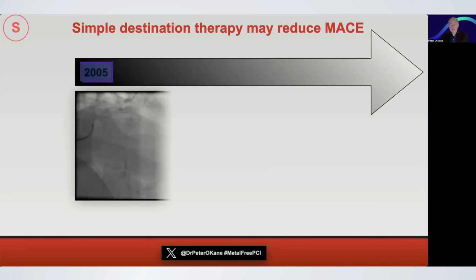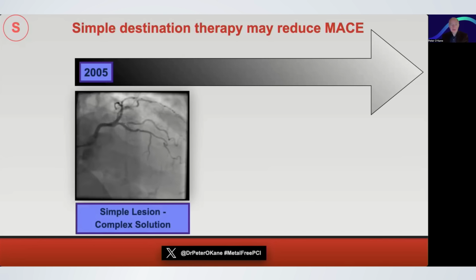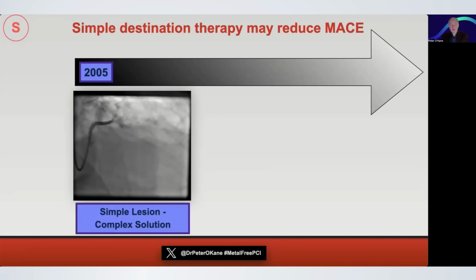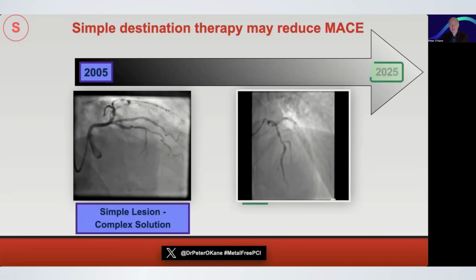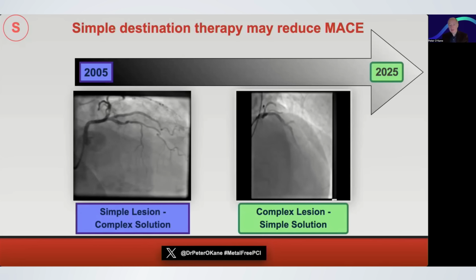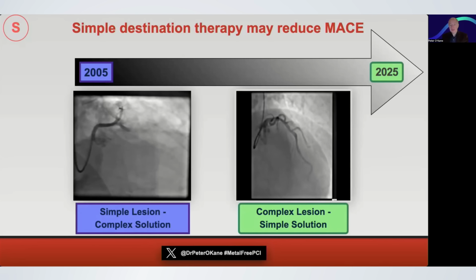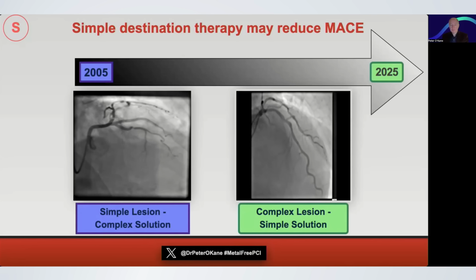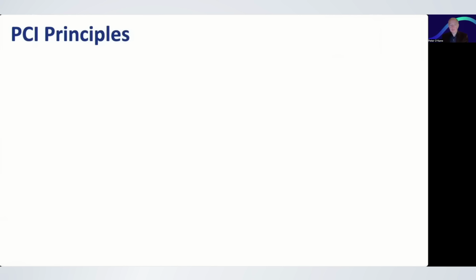Now, I've been practicing simple PCI and complex PCI over the last 20 years, and often we made simple lesions complex by putting 2 stents in, but now we're able to make more complex lesions simpler by just using a DEB approach. That may have benefit to patients in terms of MACE.